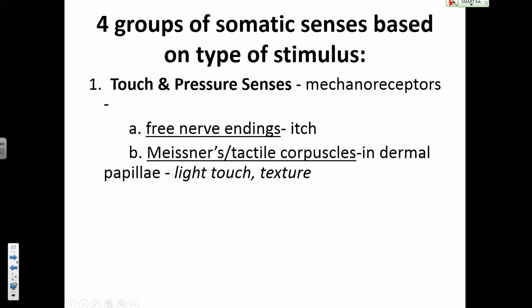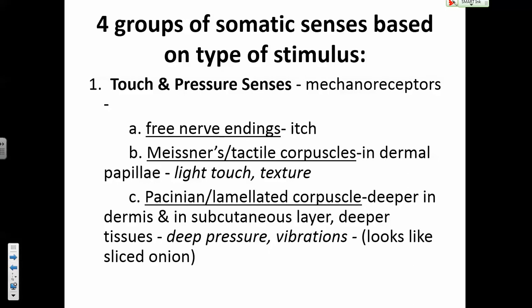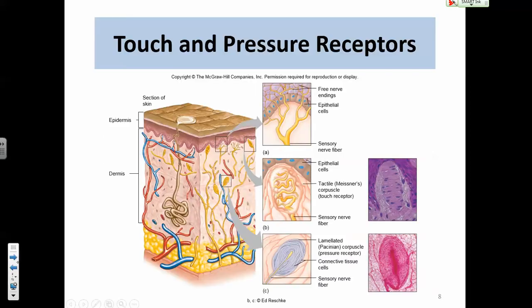Some of these are just free nerve endings, like for itch. When your skin itches, a lot of different things can activate that, but they're free nerve endings. But these next two we're going to see in lab today, a Meissner's corpuscle and a Pacinian corpuscle. Okay, so what I'd like for you to do is stay on this slide, and I want to move to a picture.